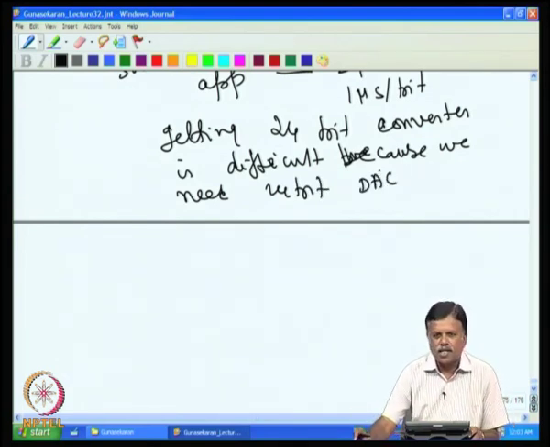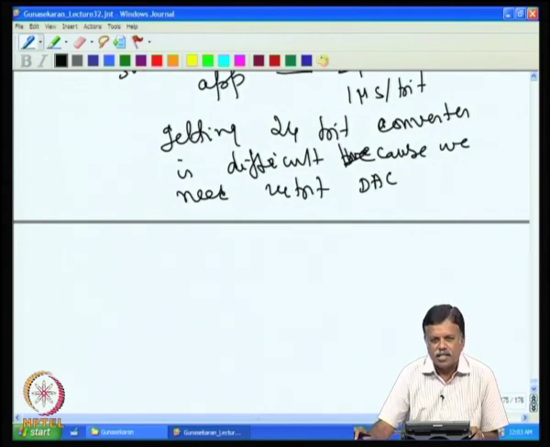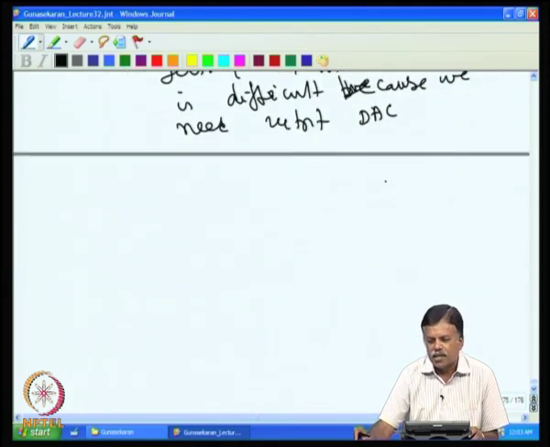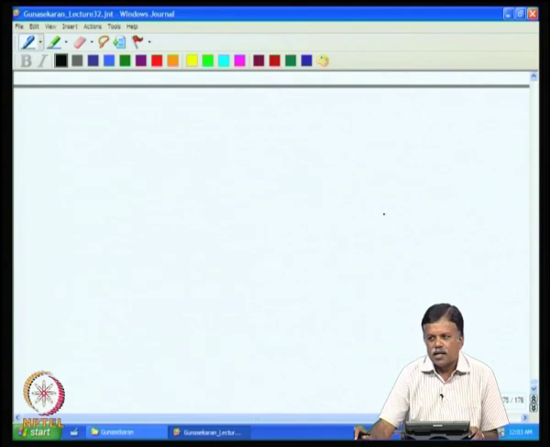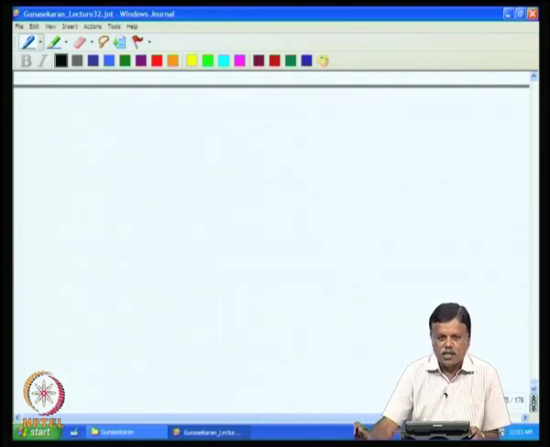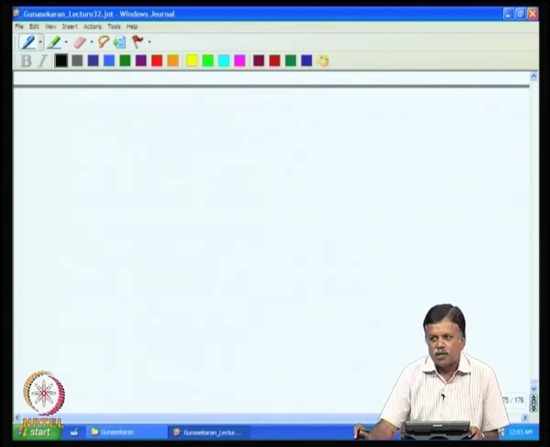DAC. So to get high resolution, but not high accuracy, there is a possibility, because that kind of application is there in audio video products. So, if you are looking for say 24 bit resolution, but I am not looking for 24 bit accuracy, then sigma delta ADC is the kind of converter that we should look for.